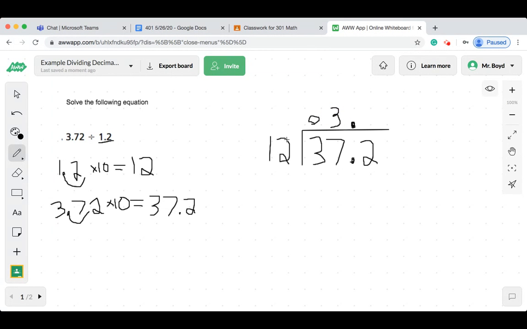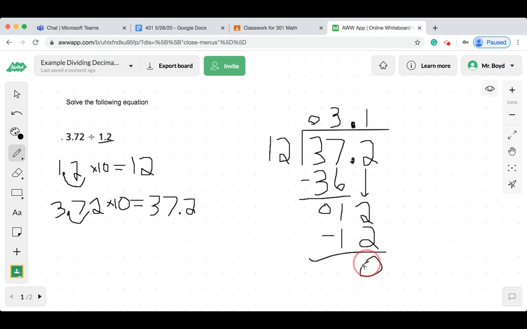So I know 3 times 12 would give me 36. So I will subtract 36 from 37. I will have 1 left over. I'll carry down my 2. And I know that 12 can go into 12 one time, because I know 1 times 12 is 12. I will subtract, and I will have a remainder of 0. So I know that my answer will be 3 1/10. So 3 72/100 divided by 1 2/10 will equal 3 1/10.